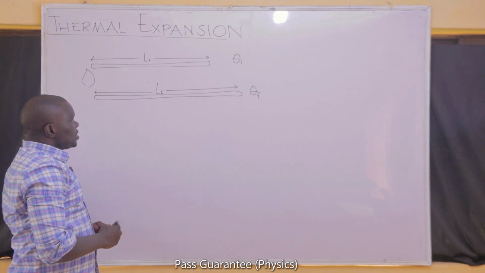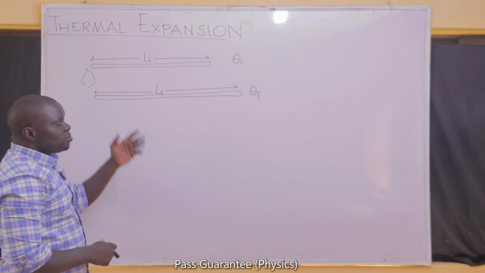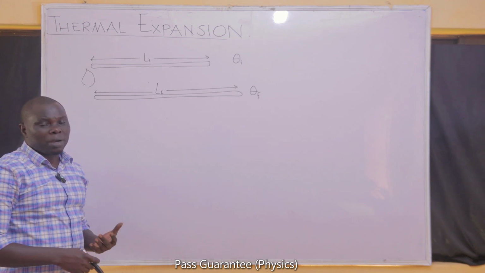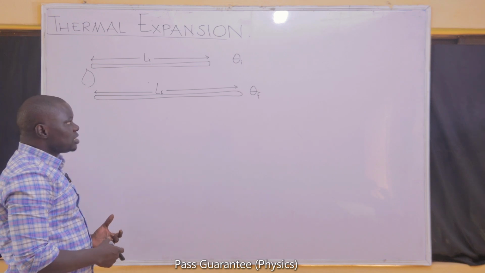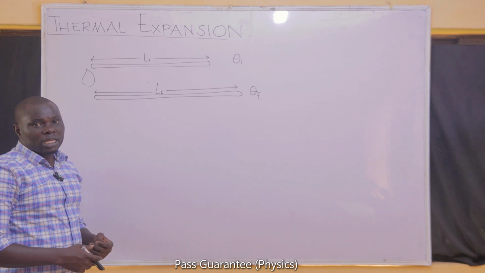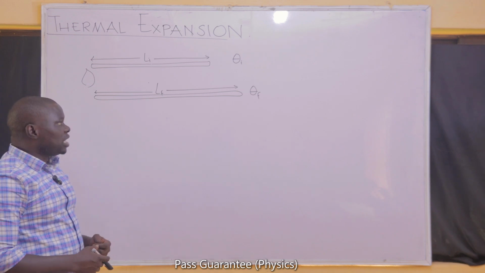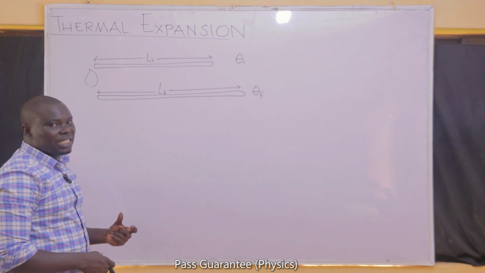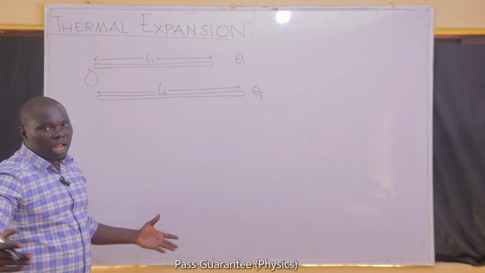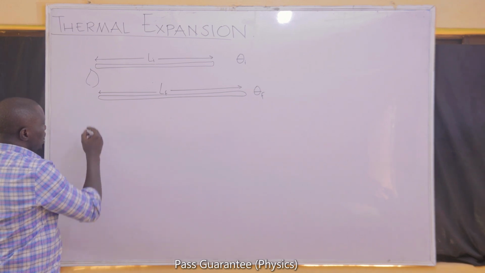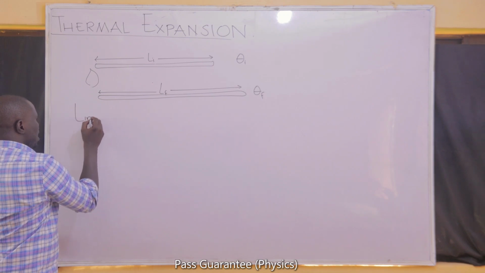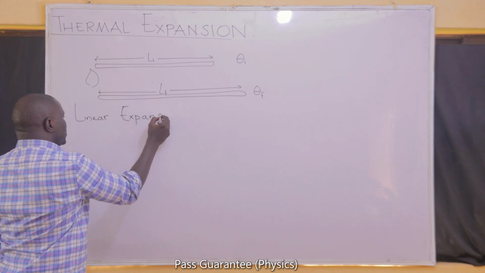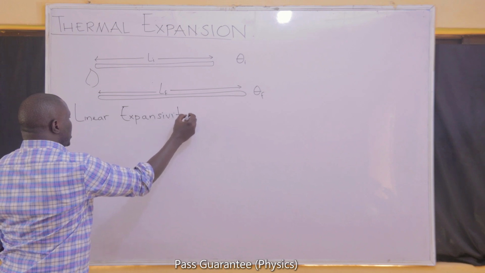Now, the effect of increase in length that the heat will bring to this material depends on the nature of the material. That is why I can tell you that materials do not expand alike. While some expand by a greater amount than others, some expand by a smaller amount than others. So there is a quantity that we can use to determine the extent of expansion across different materials. The quantity is called the linear expansivity. Another name for linear expansivity is the coefficient of linear expansion.